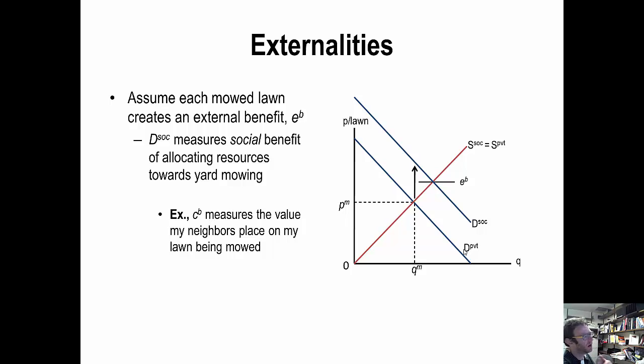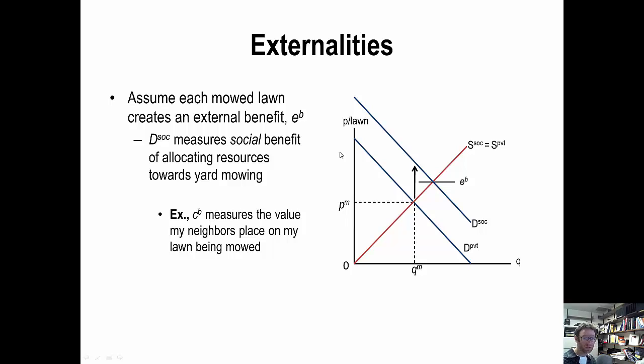They look outside their window. They walk past the sidewalk on the way to their house, and they notice this really, really nice, well-kept yard. It puts a smile on their face, makes their property look nicer, so there's an external benefit that gets realized over and above my private benefit. So what's going on here? Well, now we see that the social demand curve actually exceeds the private benefits.